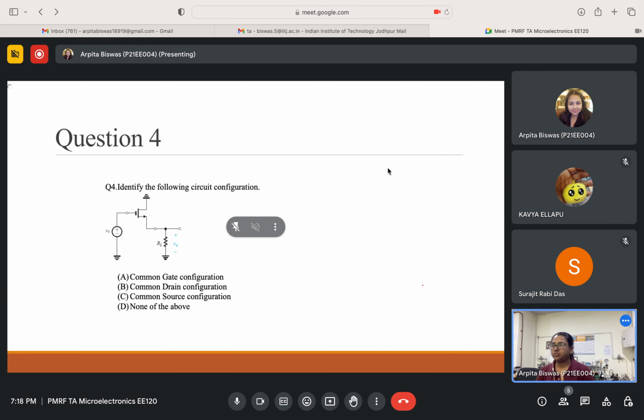This is question number 4. Identify the following circuit configuration. The first option is the common gate configuration. The second option is the common drain configuration. The third option is the common source configuration. And the last option is none of the above. Common drain amplifier. Okay.